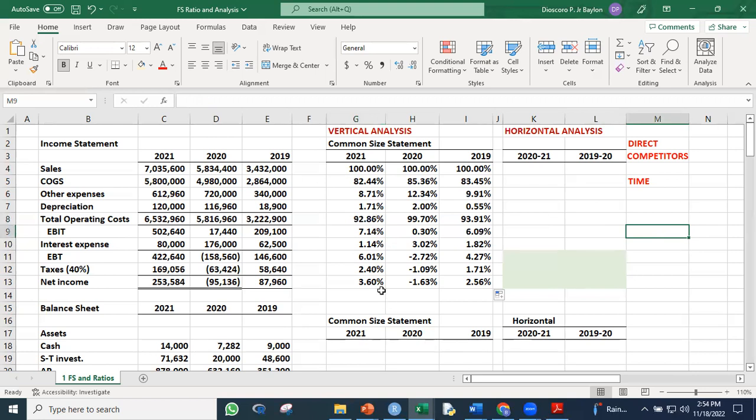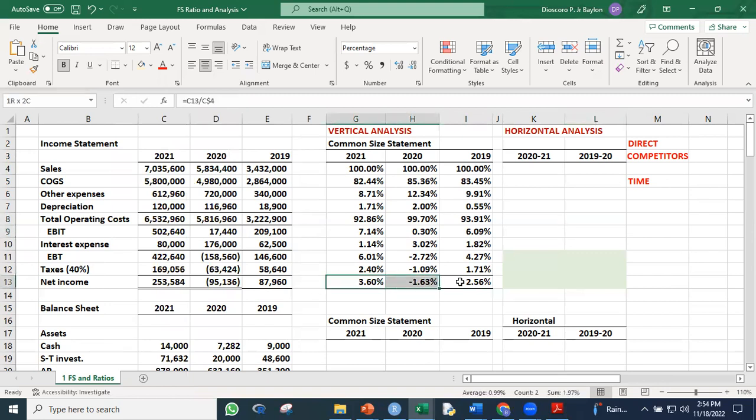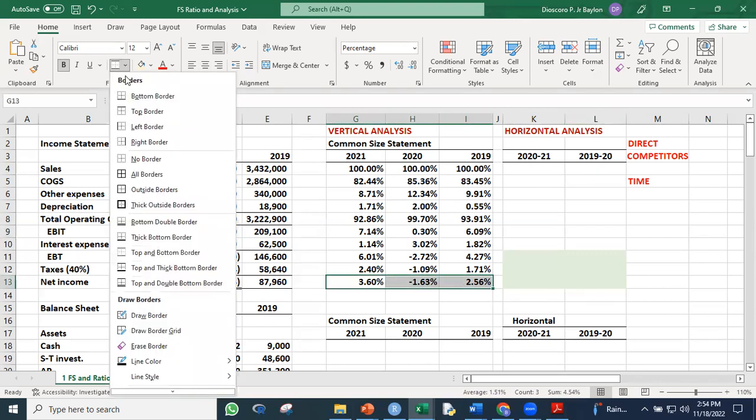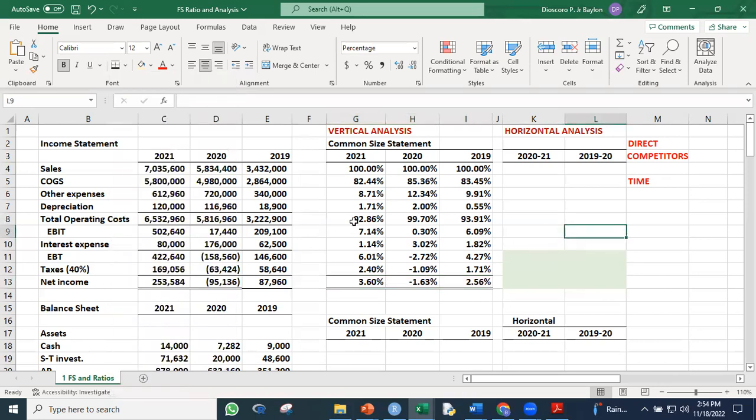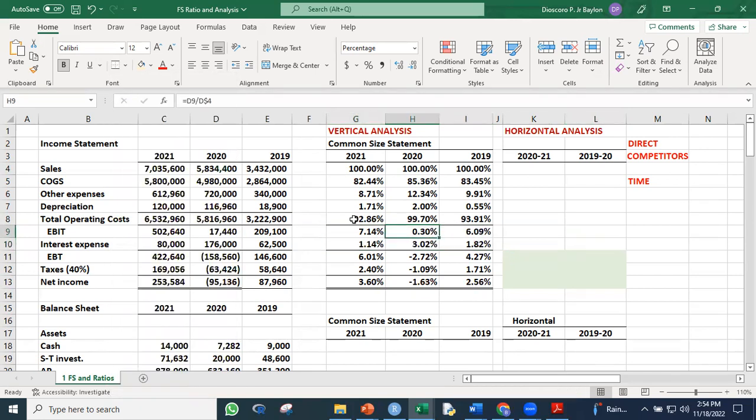Okay, so it's common practice also to follow the format. Let's put a double line here, top and bottom. It's not a thick border. Alright, turn double, and there. Then follow the others. We have this already. Let's do this also. Top and bottom border. And then finally this one. Okay, so there you go.